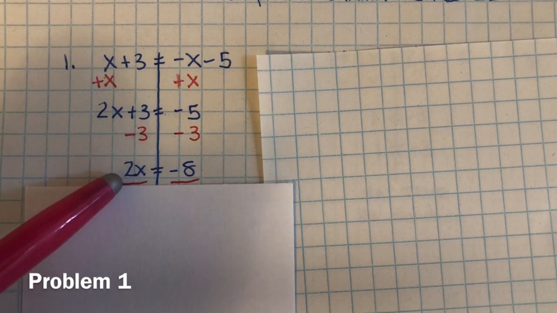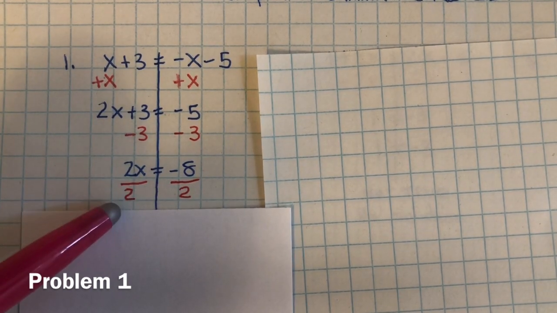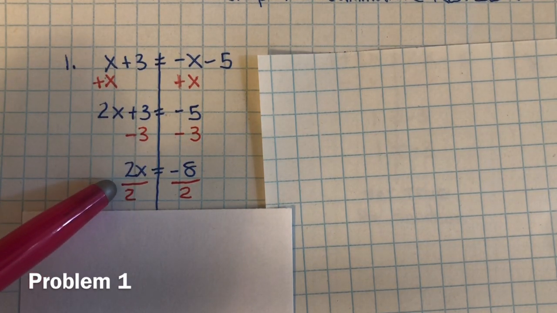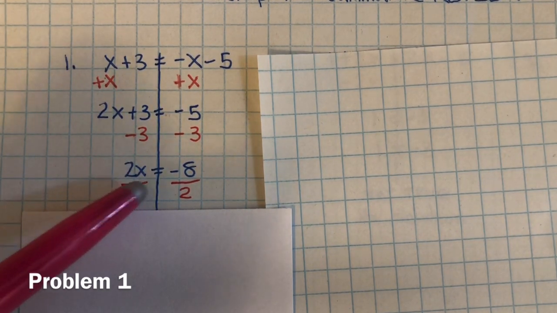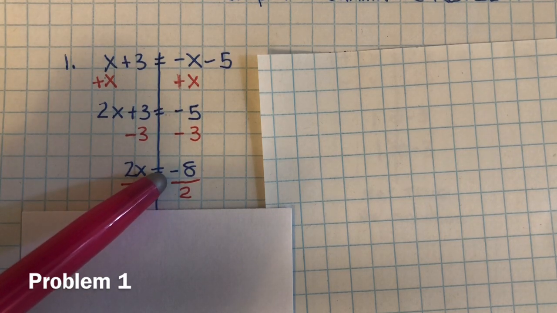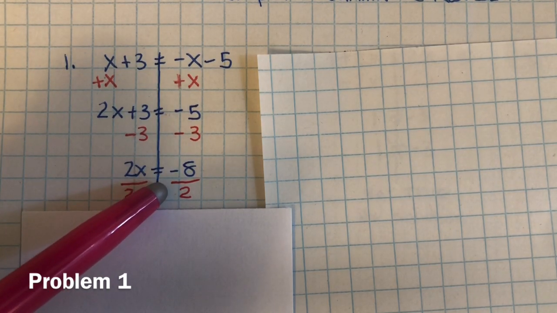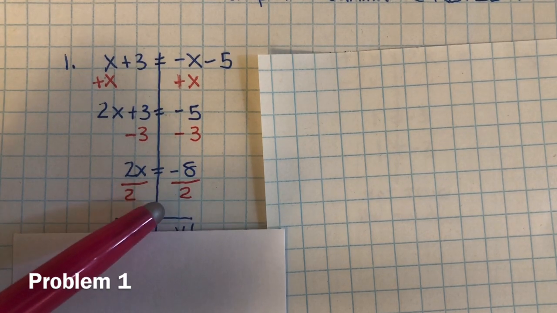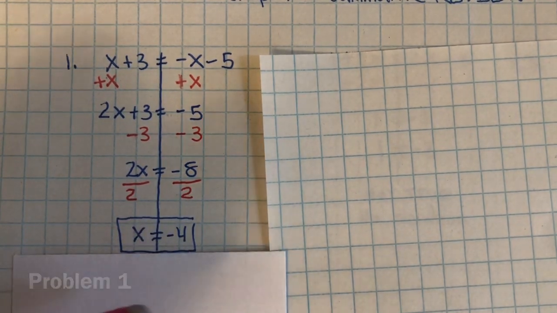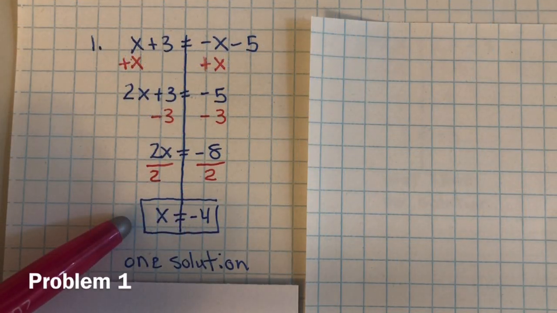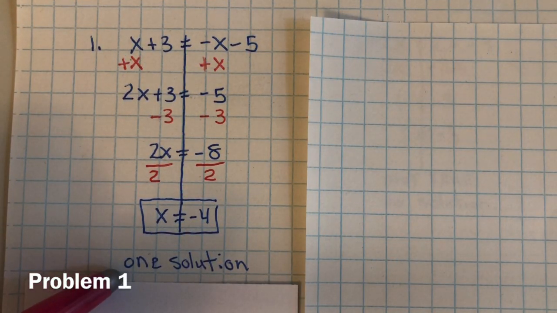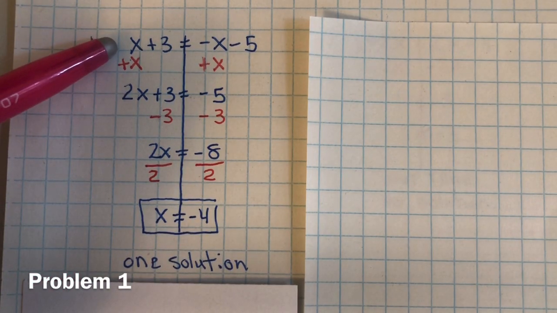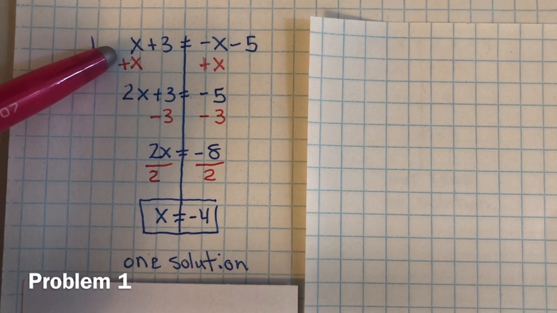2 multiplied by x, inverse property of multiplication is division. Divide by 2 because it creates a giant 1. 1 multiplied by x is x. And now we have negative 8 divided by 2. A negative divided by a positive is going to be a negative, so negative 4. Since x equals negative 4, there's one solution. That means that only negative 4, when plugged back into the equation, will make this equation true.